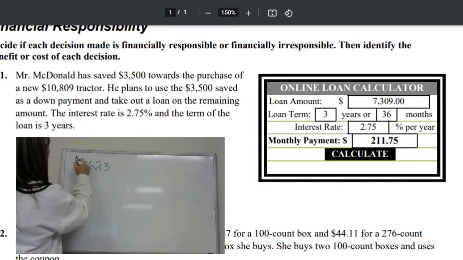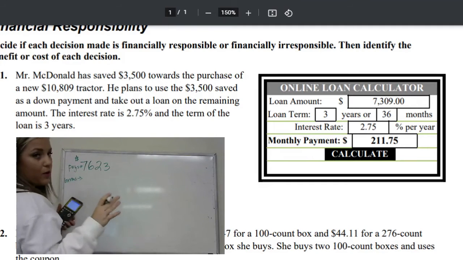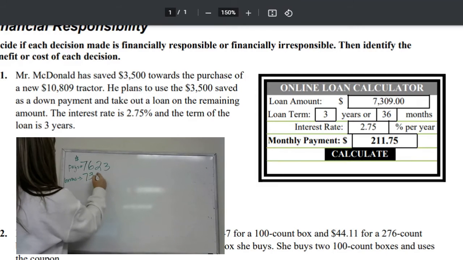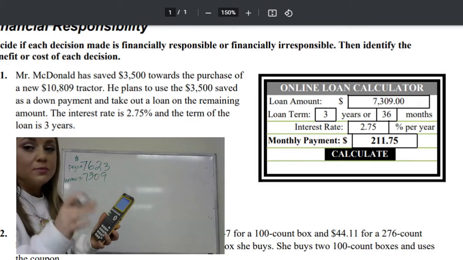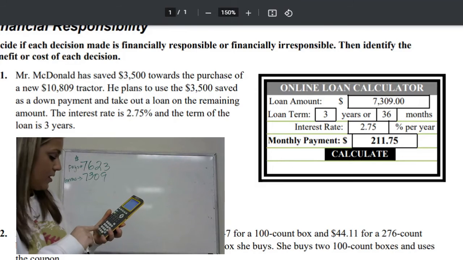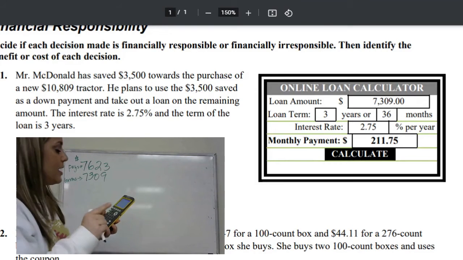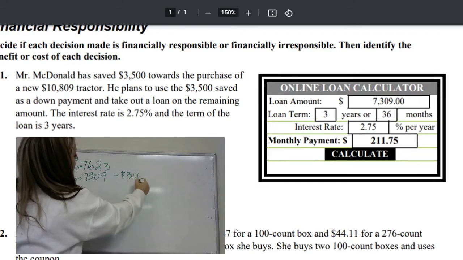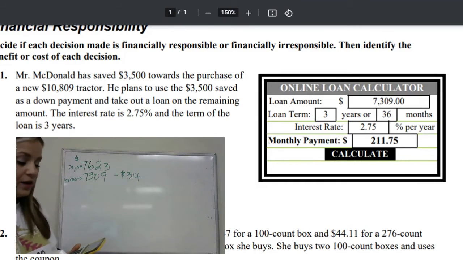That is going to end up being, he's paying in total $7,623, okay? But he borrowed, this is what he pays, okay? He pays this. He borrows this, okay? He borrows $7,309. So I'm going to subtract that from the 36 payments, 7,309. So he ends up paying $314 to borrow money from the bank so he can get this tractor.